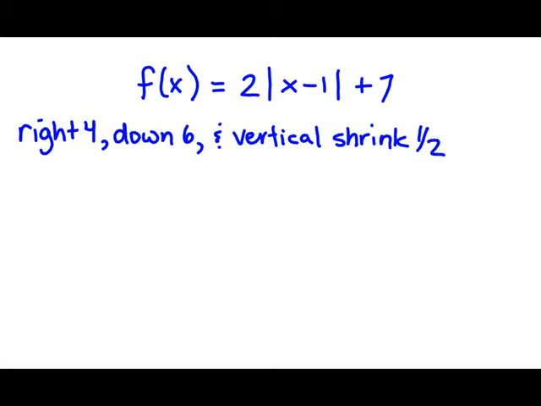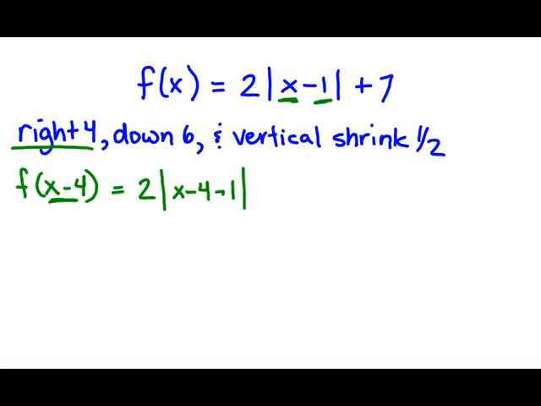Okay, so anytime I do something, I'm going to do it in a different color so you can see it. First thing I see is right 4 units. So that is f of x minus 4. Okay, so where we see x, we're going to put in x minus 4. So my new function becomes 2 absolute value. Now where we see this x, we're going to put in x minus 4. And then it says subtract 1 more in the original problem, and then add 7. Well, that reduces to 2 absolute value x minus 5 absolute value plus 7.